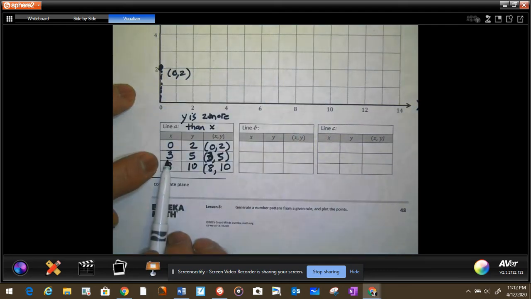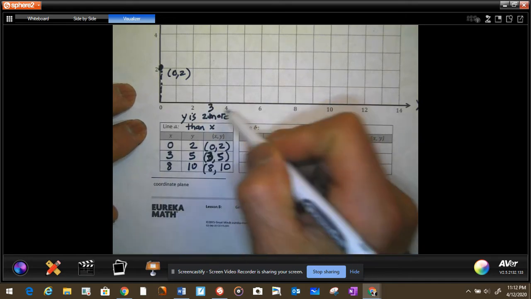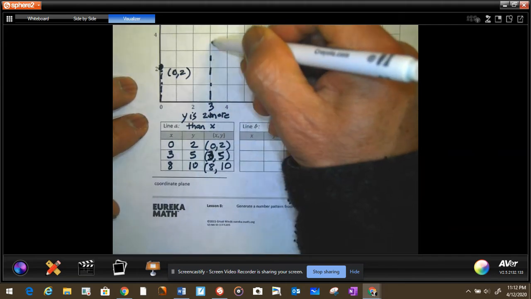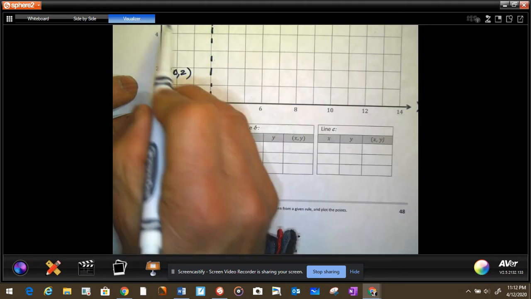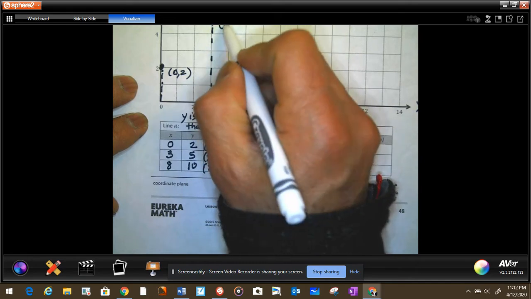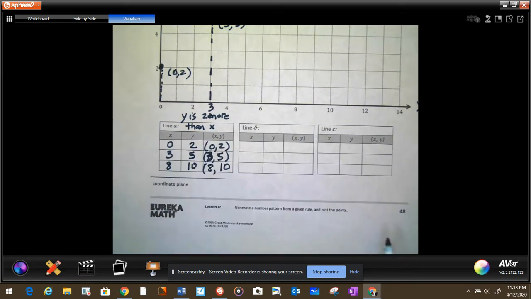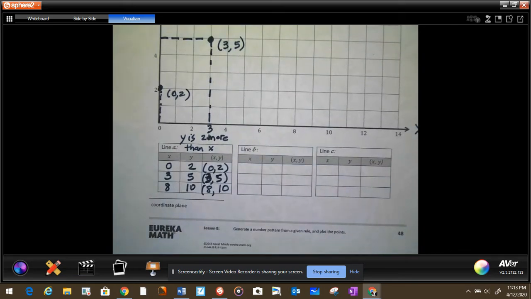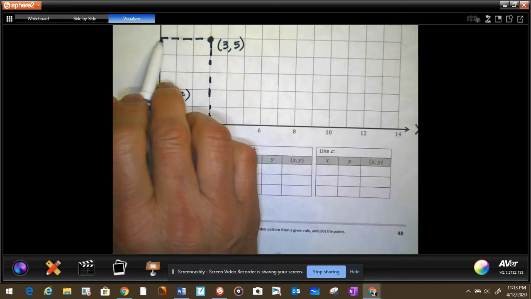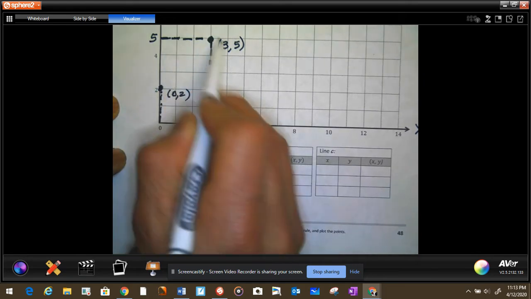Our next point is (3, 5). So we're going to run to 3, which is between 2 and 4, and we're going to jump to 5, which is between 4 and 6. This is our next point, and we're going to label the point. We can give these points letters if you want to, but we're just going to leave it like that for right now. Let me show you that one again. I went up, that was 3, and we met with 5, which is right between 4 and 6, and that's the point (3, 5).